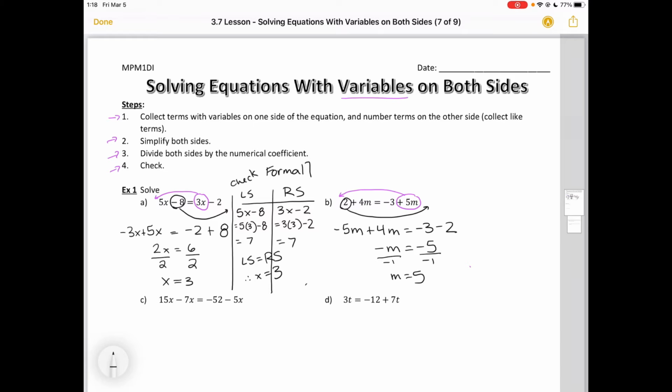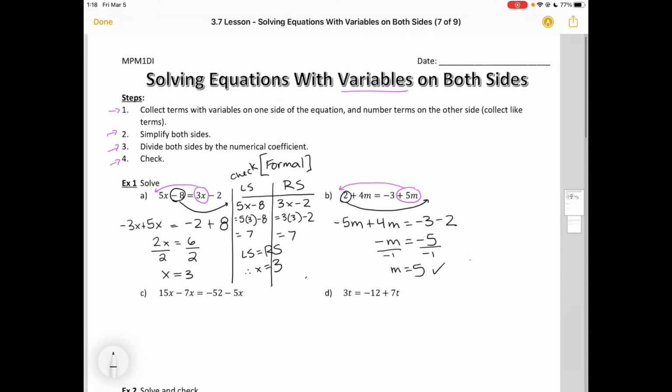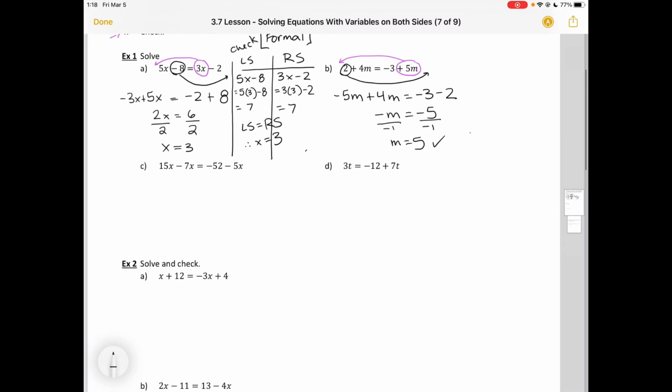Now I'm going to double check by substituting into my original equation. What I did in example A, this is a formal check. Here I'm going to do an informal check in B. So 2 plus 4 times 5 would be 22. Putting m equals 5 into my right-hand side, minus 3 plus 5 times 5. So minus 3 plus 25 is 22, which is the same. So I know my answer is correct.